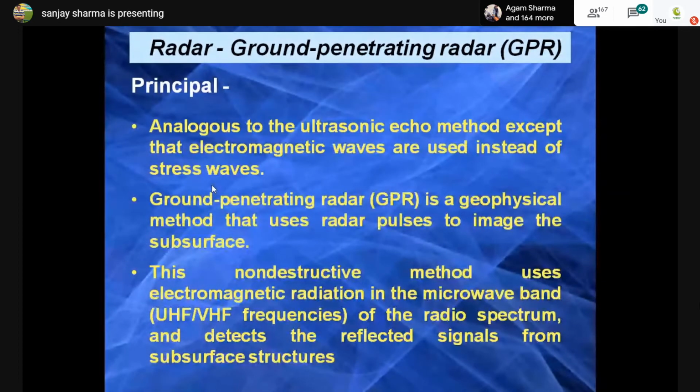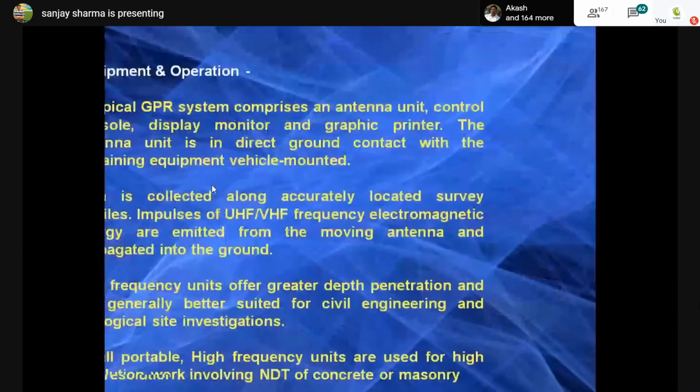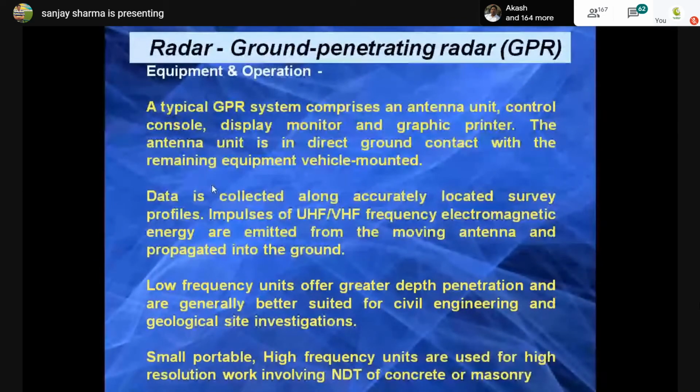Basically, it is again very much similar to your ultrasonic pulse echo method, except that electromagnetic waves are used instead of stress waves. So it is a geophysical method. I think many soil engineers must have used it. It is a non-destructive method using electromagnetic radiation in the microwave band of the radio spectrum and detects the reflected signals from the subsurface structure. So different layers are there.